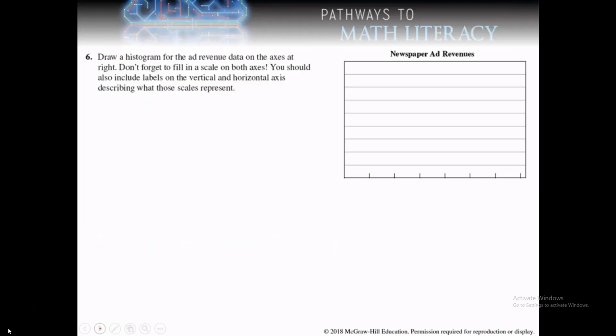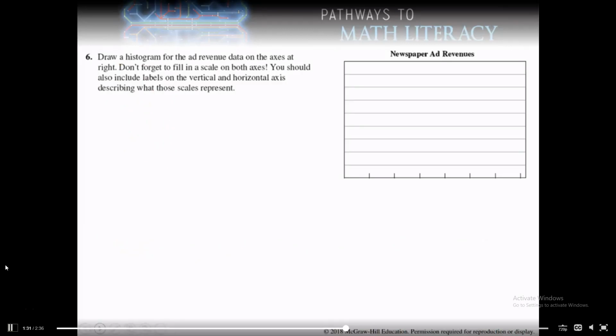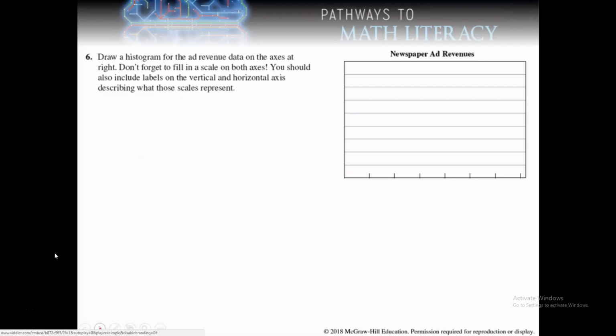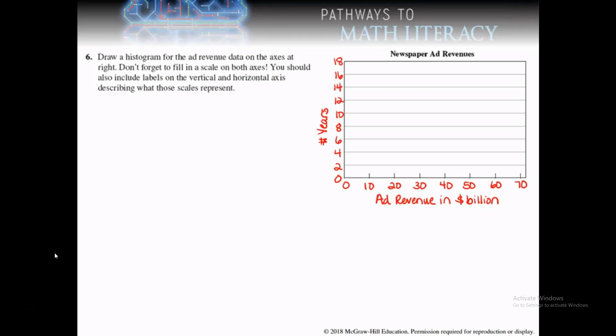So then in 6, we're going to draw a histogram using our frequency distribution. First, we need to label the axes. The horizontal axis will be the ad revenue classes. Even though my classes started at 10, I'm going to go ahead and start this at 0 to show that there weren't any between 0 and 10. Then on the vertical axis, we'll have how many years fell into that class. And on the vertical axis, it is pretty important to start at 0.